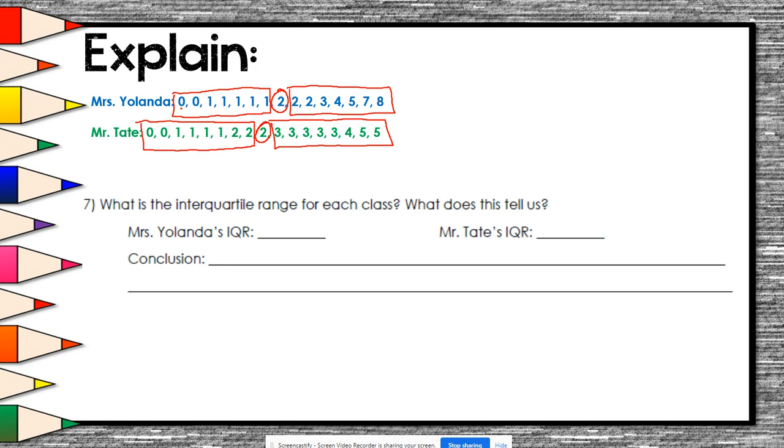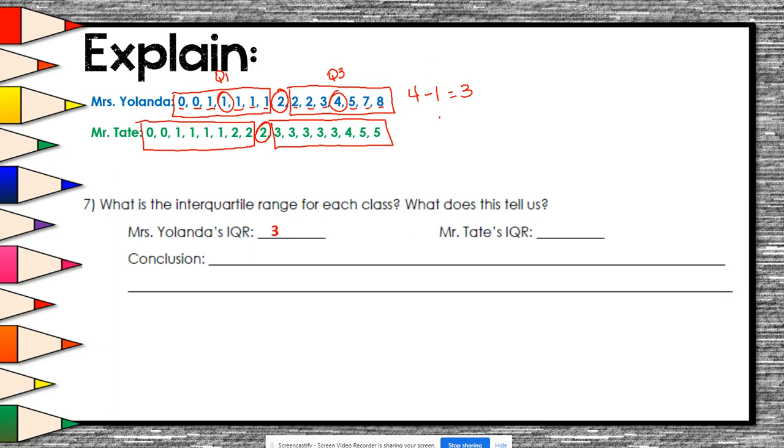So for Miss Yolanda, we would take away 1 from the front and back until we got to the middle, which would give us 1 for this data set. Then for this part, front and back, front and back, front and back, and we'd be left with 4. Well, we take these because this is our first quartile and this is our third quartile, and we would subtract. 4 minus 1 would give us 3.